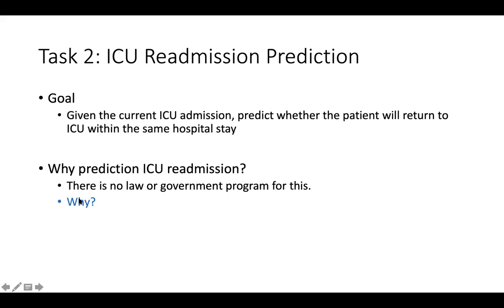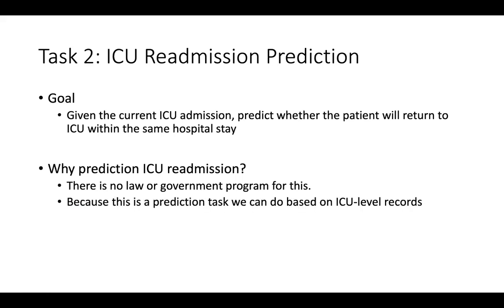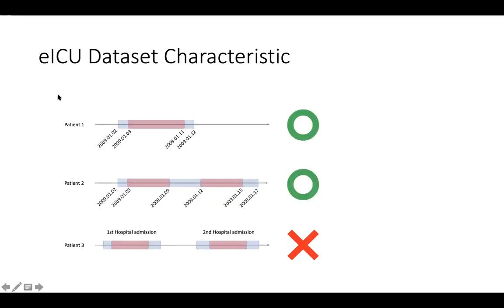And why do we do this? As I said, there is no law or government program for this, but simply because this is a task that we can do based on ICU records. It is something that we can do with any ICU records, actually, because I've already briefly talked about this. So with the EICU dataset, we've already established that given the EICU CSV files, we can reconstruct this type of admission pattern, where the blue strip is the hospital stay and the red strip is the ICU stay.